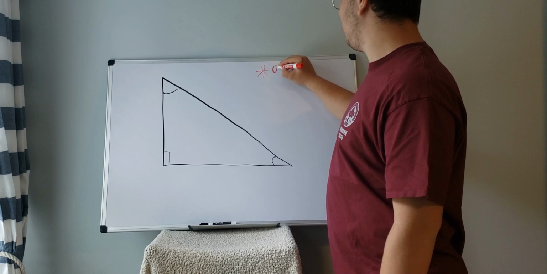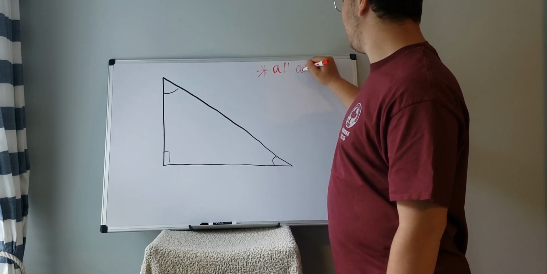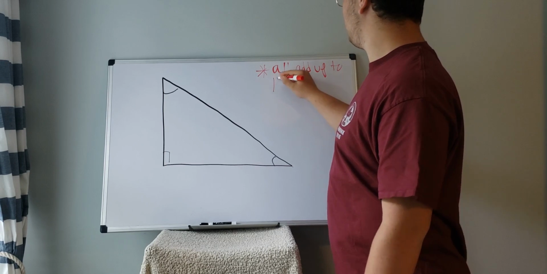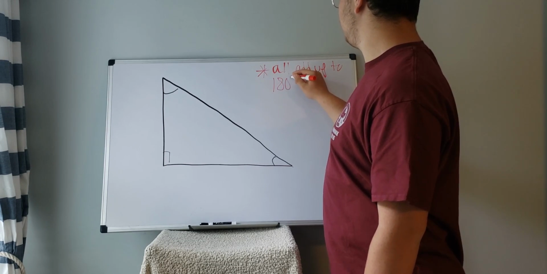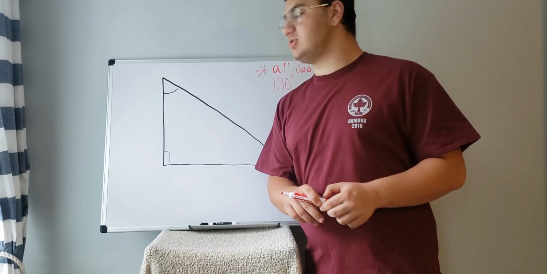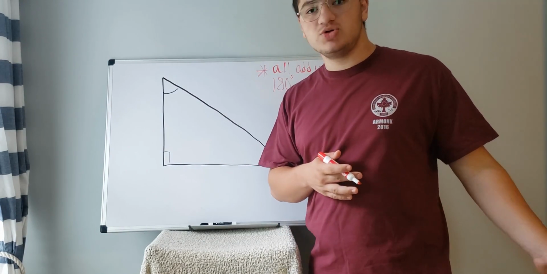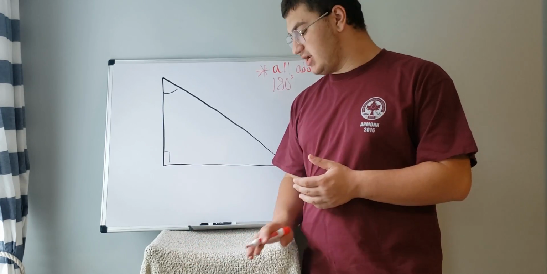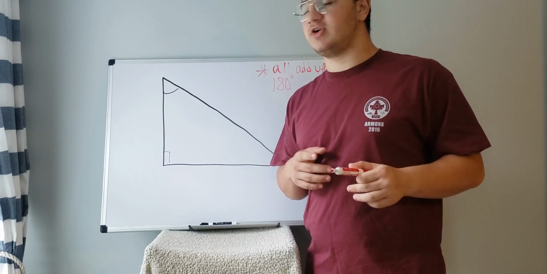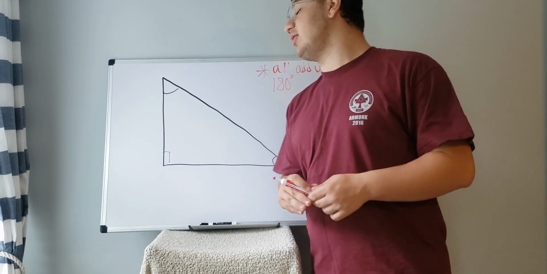So all add up to 180 degrees. Now, depending on the triangle, some might be the same angle on two sides and a different angle on one side. Some might be all the same angles and some might be completely different angles. It all depends on what triangle it is.